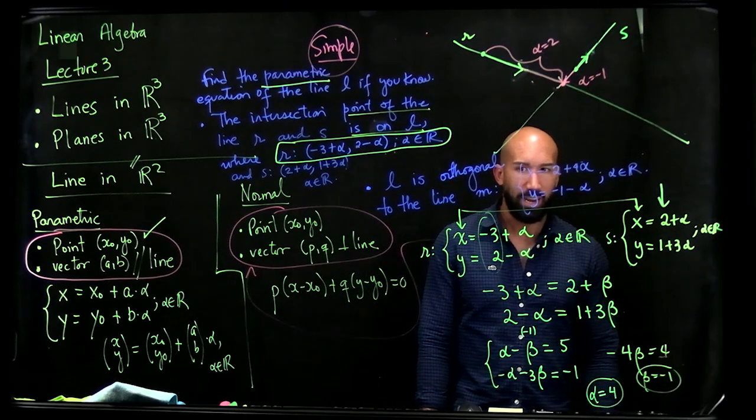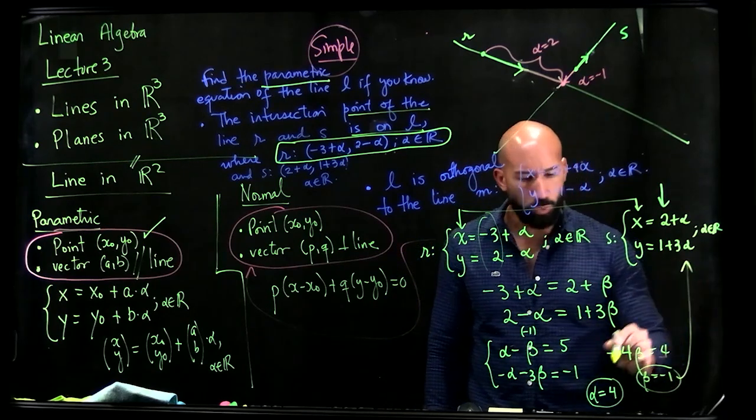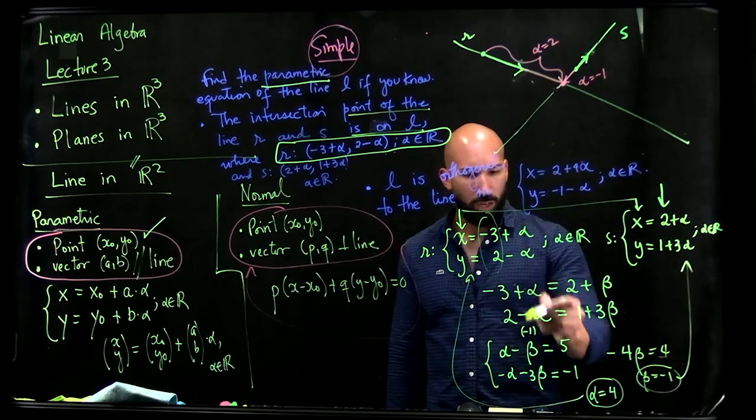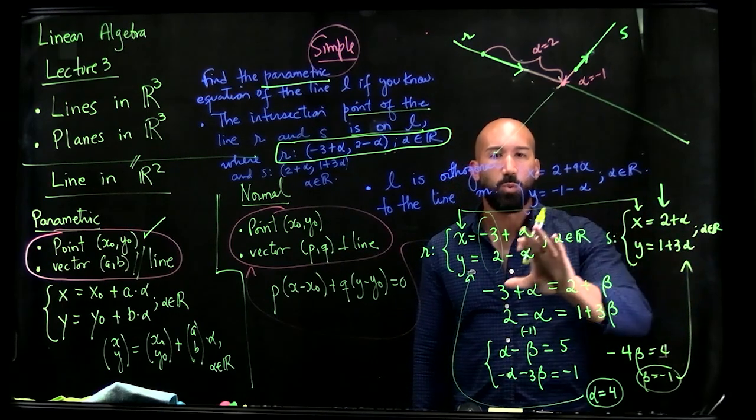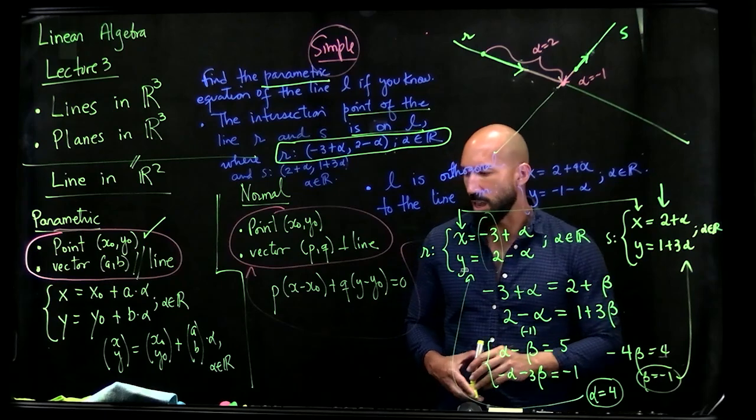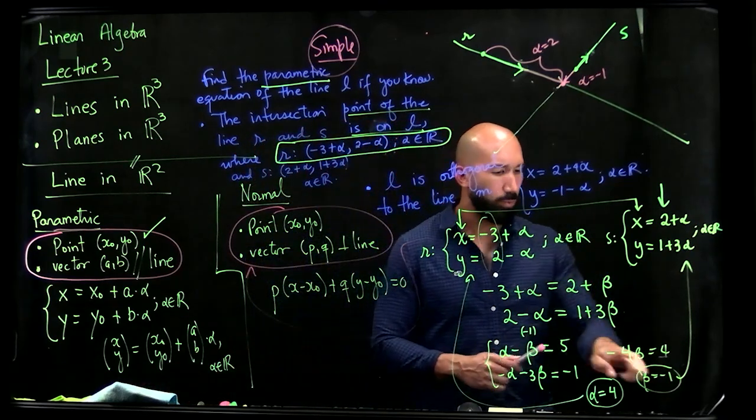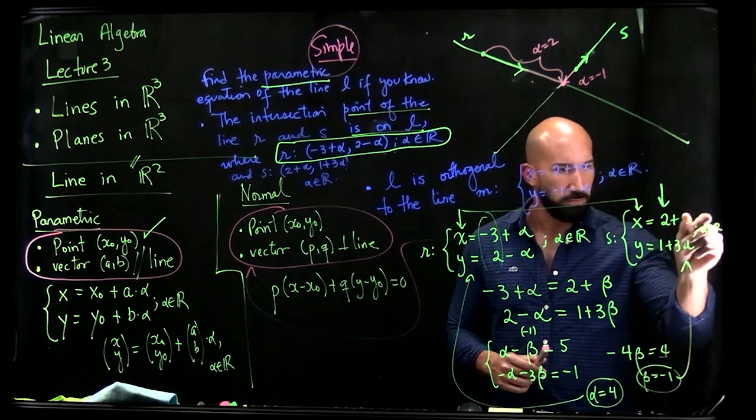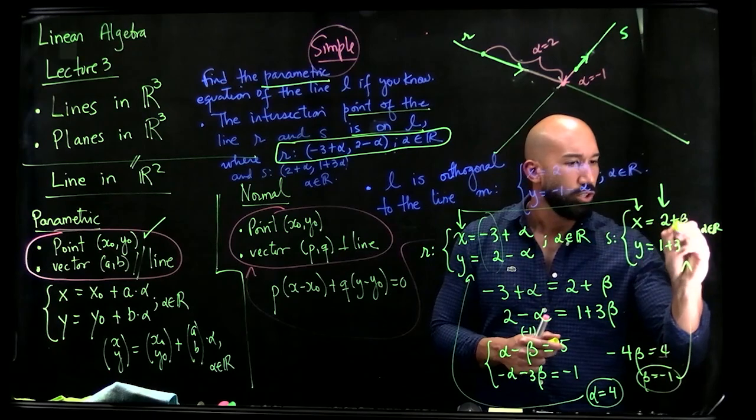Now you say, but this is not the point that we're looking for. To get the point, we need to come back to any of the two equations. Now, we are using alpha for the first one, and we are using beta for the second one. Both equations need to give us the same point. Okay, if I put beta, because remember that we changed the symbol.